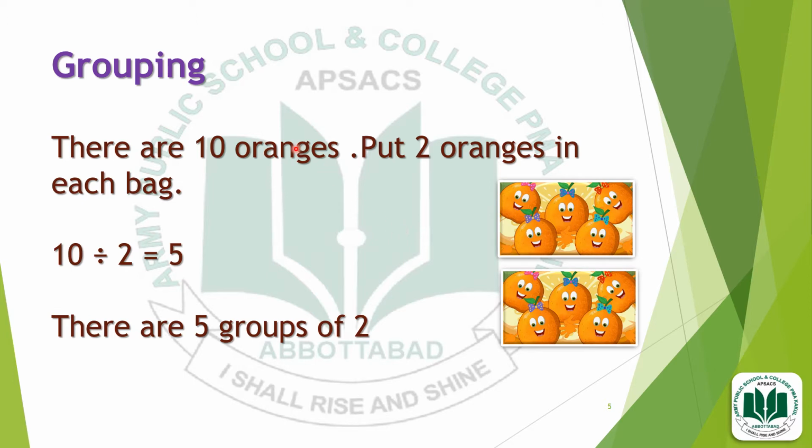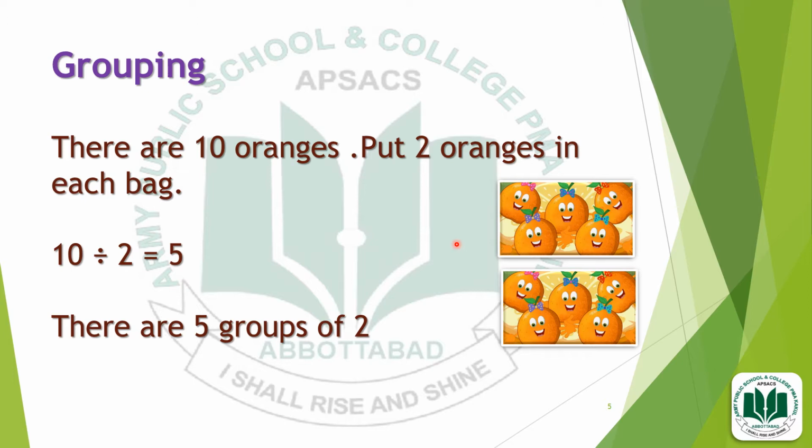What is grouping? To explain this concept, here we have an example. There are 10 oranges. Put 2 oranges in each bag. Now in this example, 10 oranges are given and you have to put 2 oranges in each bag. What do we have to find? The number of bags. So in this question, you have to find the number of bags.